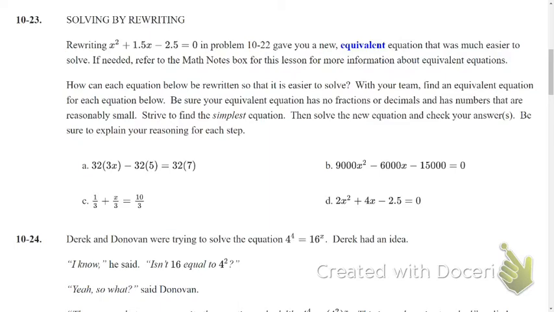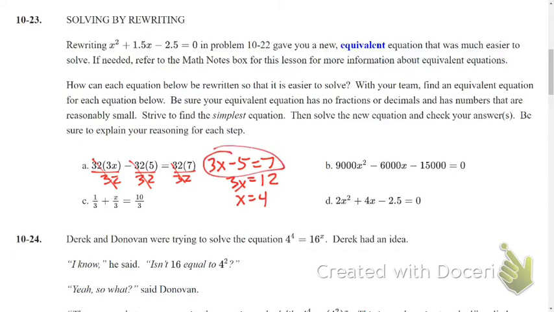Pause the video. Why don't you guys do A right now? Pause the video, come back, and see what we get. Okay, so for A, hopefully you identified that you could have gotten rid of that 32. That's multiplying each one of those terms by dividing everything by 32. And you get this equation right there, that 3x minus 5 equals 7, and it's essentially a two-step equation from that point on. Okay, go ahead and pause the video and see what you come up for B.